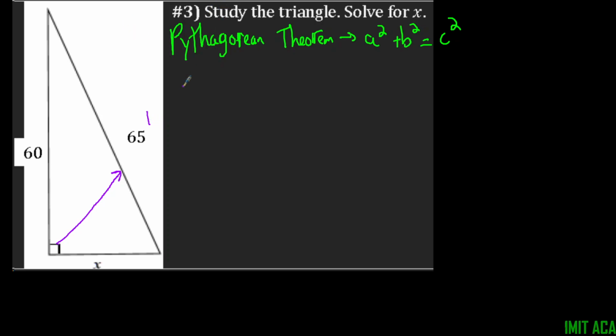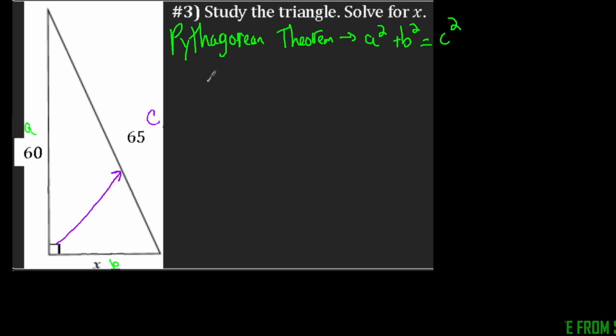Or we can say, actually, let's label that as c, because that's our hypotenuse c. And then our other two legs are just a and b. Again, those don't matter as much, because those two are legs. The important part is that hypotenuse c.